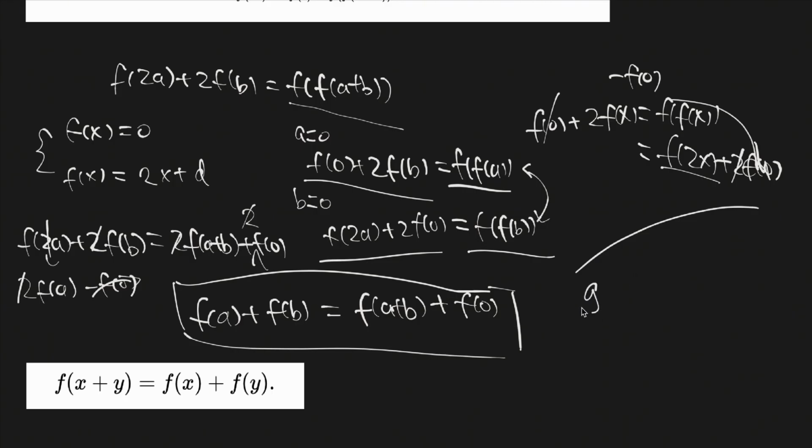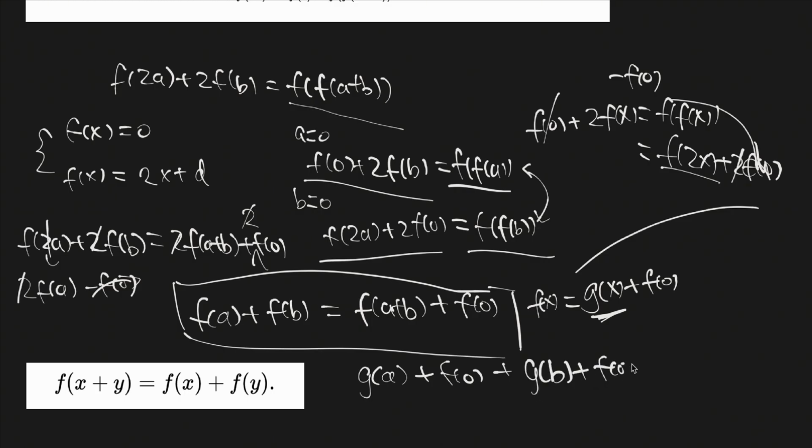Let's say we have f of x is equal to g of x plus f of 0. So we're defining a new function g, and we're defining it as g of x equals f of x minus f of 0. So let's substitute the f's for g. So we get that f of a is equal to g of a plus f of 0, and f of b is equal to g of b plus f of 0.